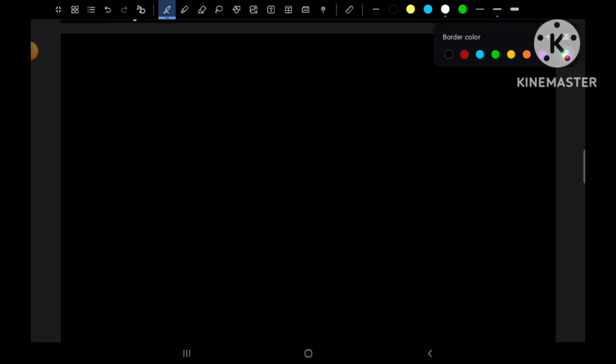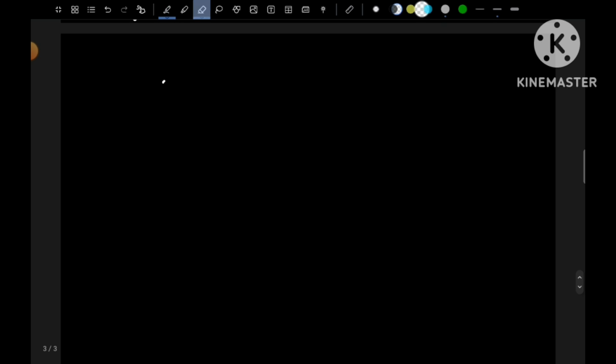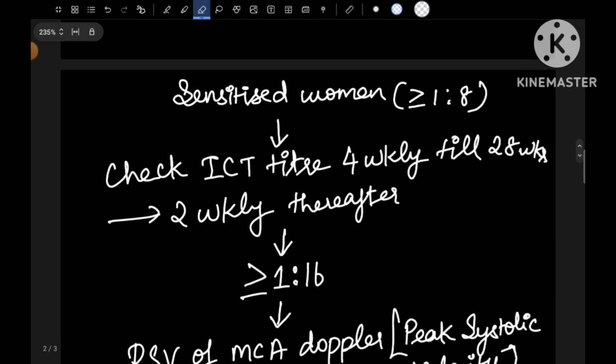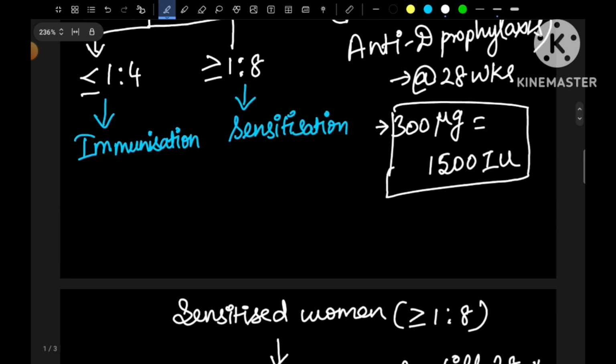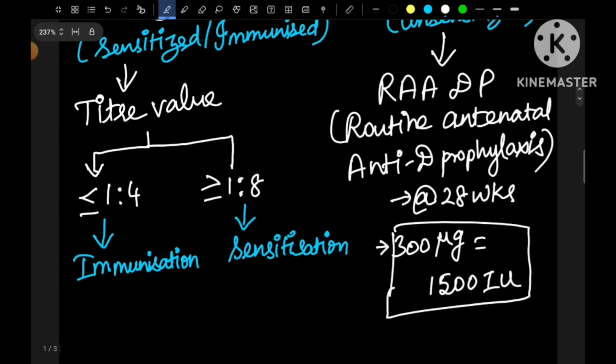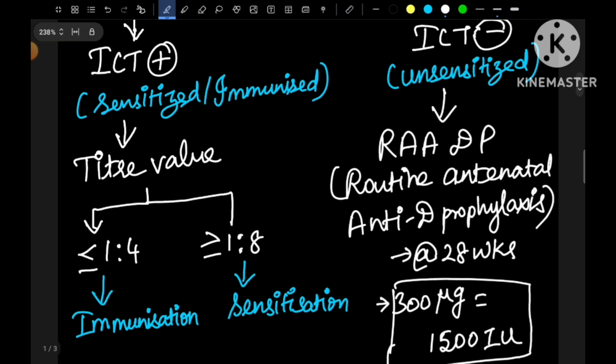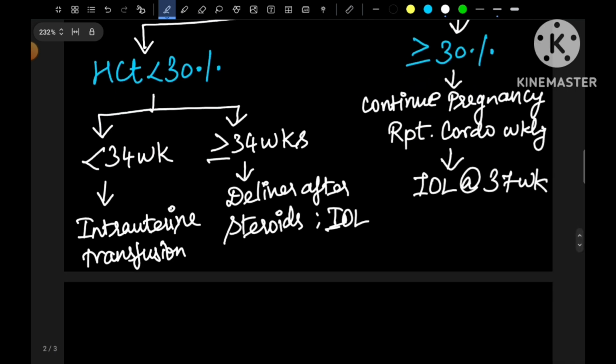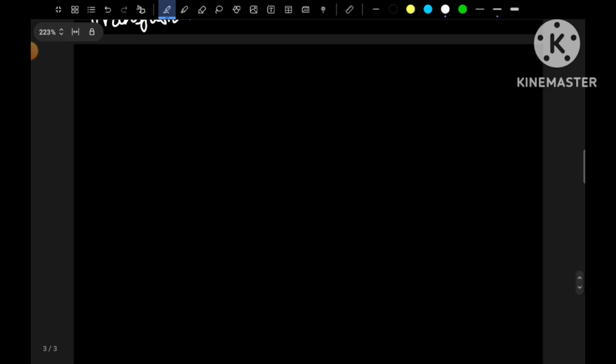Now, what we have to do is, we have to see about the patients who are unsensitized. Okay, unsensitized. What we have to do? We saw here, right? See here. Immunized patients, and here unsensitized patients. Okay, for them. And not only for them, after delivery, these patients can also be given this protocol.